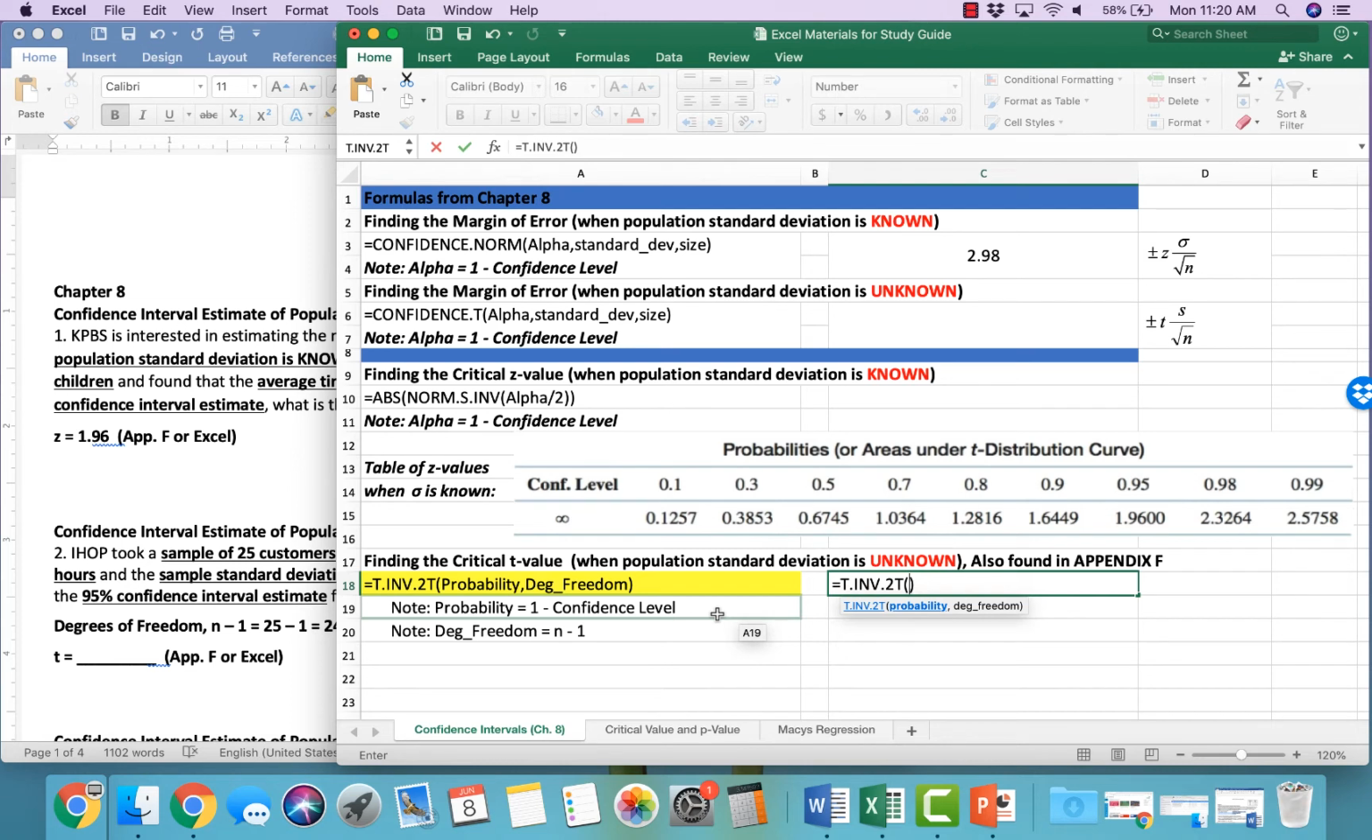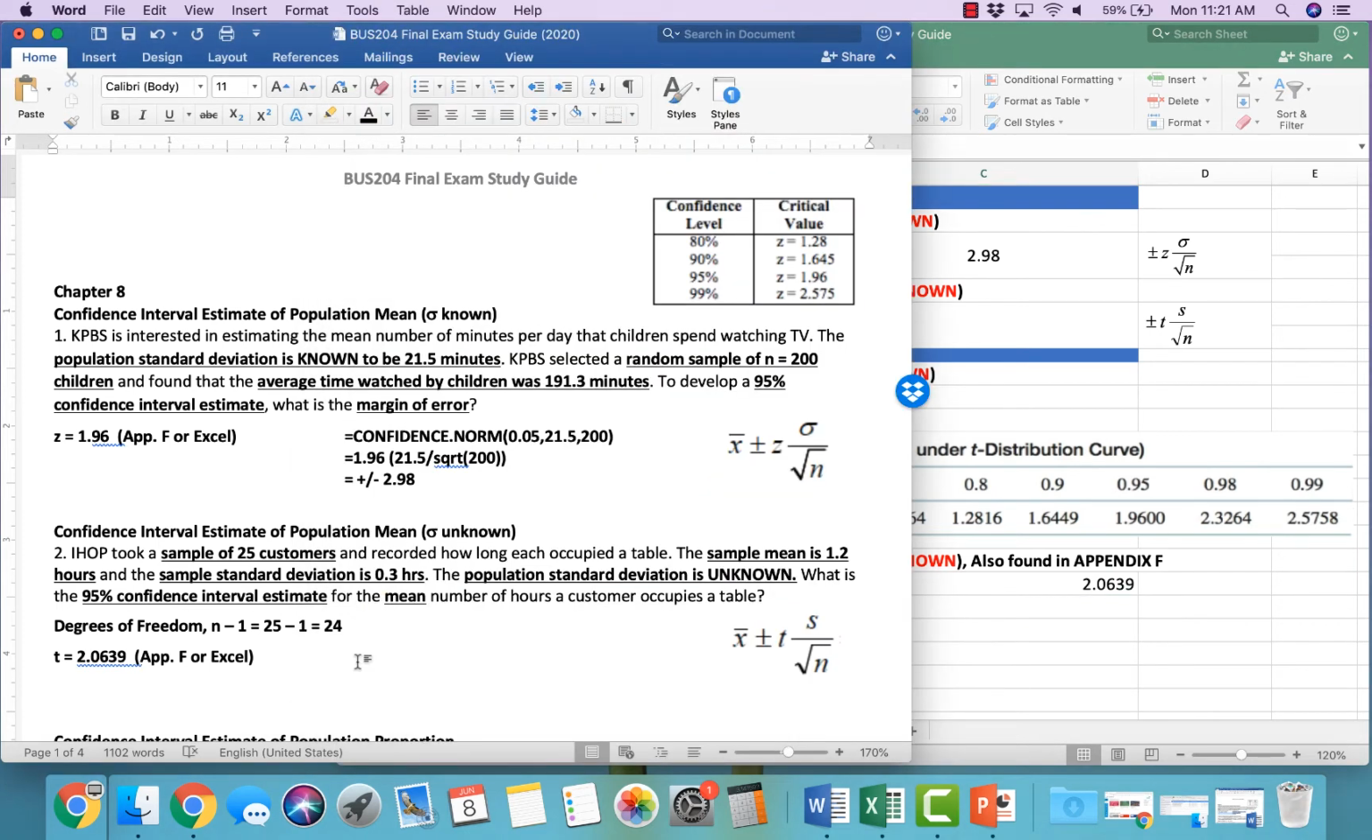In this case, we are working with a 95% confidence, so 1 minus 0.95 gives us 0.05. And then the degrees of freedom we previously found was the 24. Double checking my numbers, I'll go ahead and hit enter, and we get 2.0639.